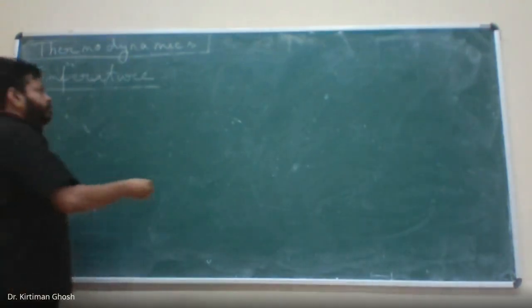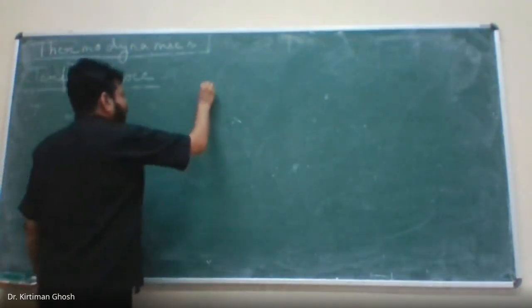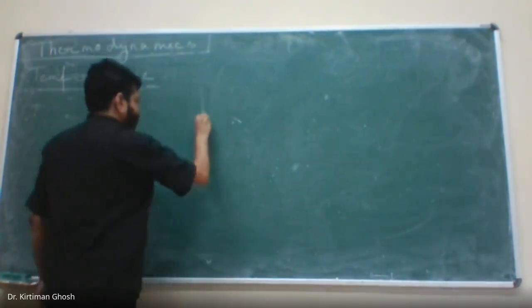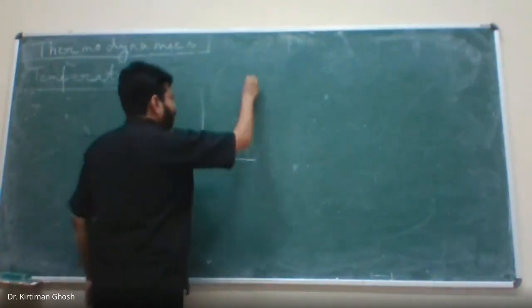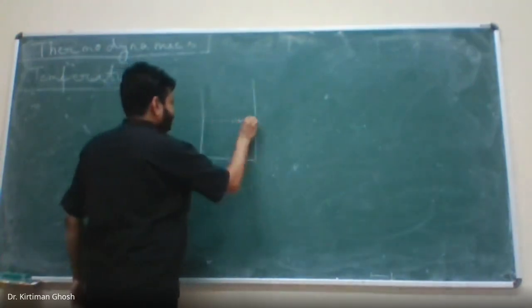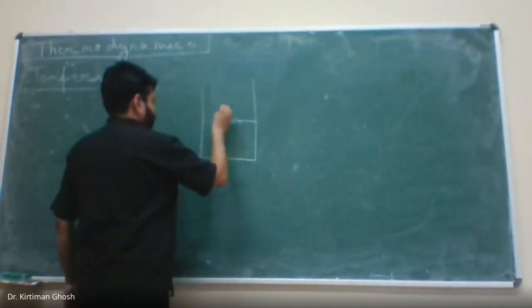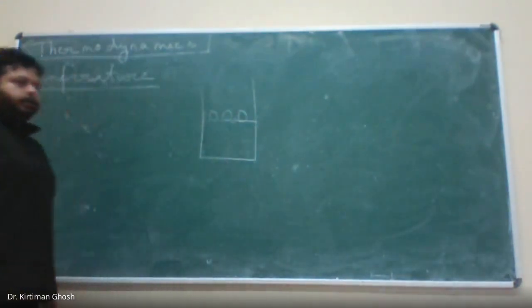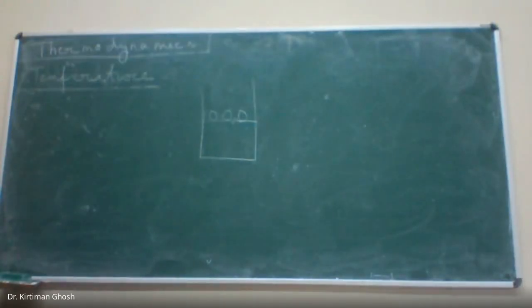Okay, so we can have a cylinder like this. A simple setup. Some gas inside the cylinder is trapped by this piston, and there are some weights on the piston.